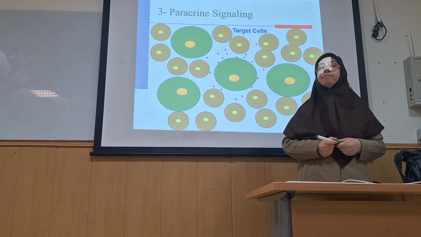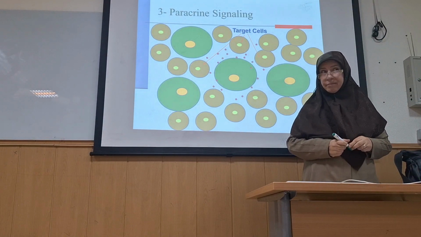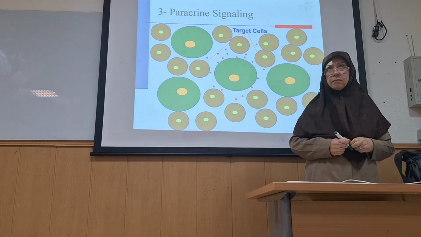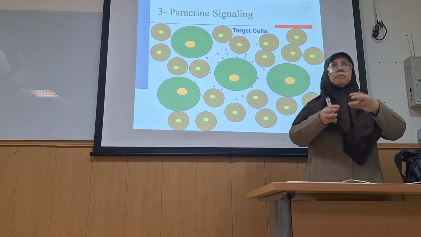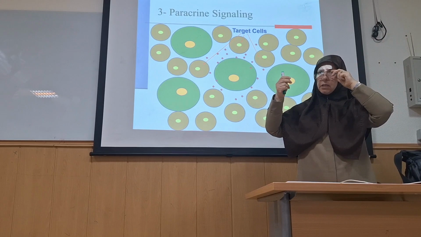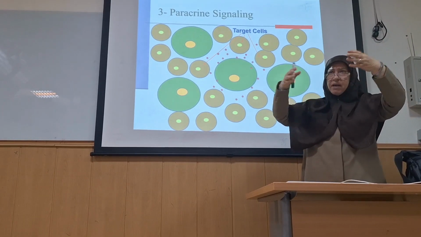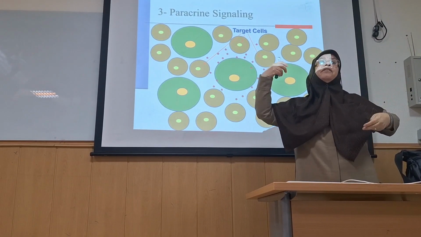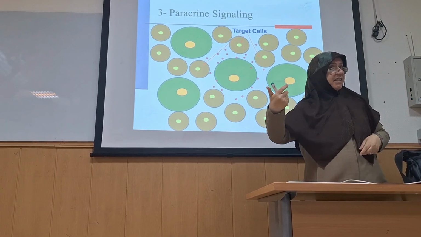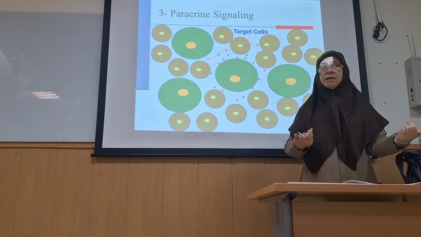Paracrine. The hormone is released, and it doesn't travel in the blood, but it travels between the cells to other cells, but only to cells which are nearby, not to remote cells. Neighboring cells, okay? Hormones secreted by cells have effect on neighboring cells of a different type. Neighboring cells, different type. Name: paracrine, okay?